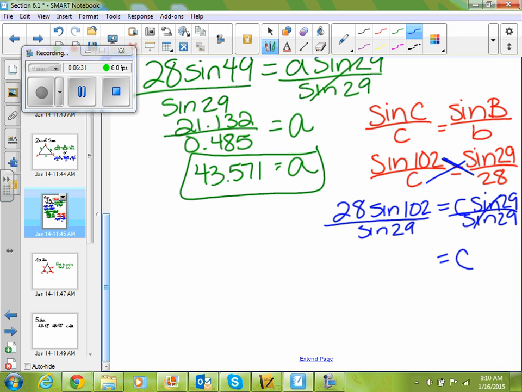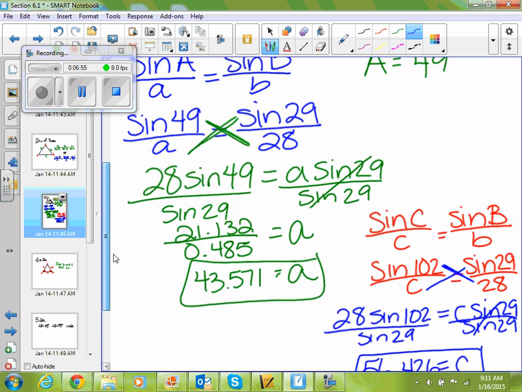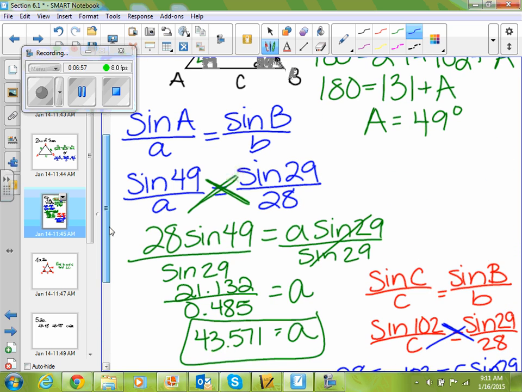28 sine of 102 is approximately 27.388. If you divide that by sine of 29, we get approximately 56.426. So A is 43.571, C is 56.426, and your angle A ended up being 49 degrees.